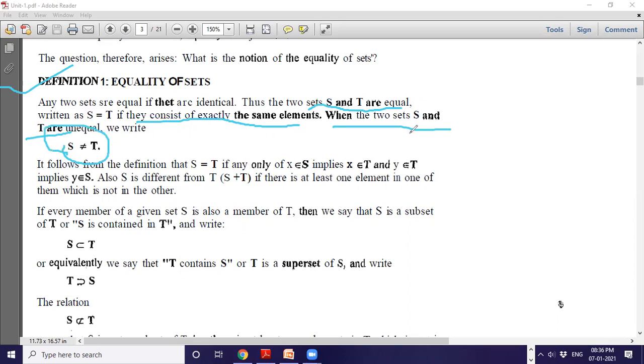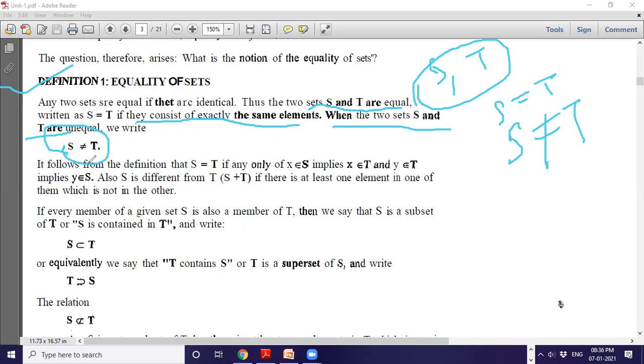Okay, it is a very short, very simple definition. Suppose S and T are two sets. When will we call these two sets equal? If they contain exactly the same elements. And if they are equal, we'll represent it like S = T, or if they are not equal, then we'll write S is not equal to T.